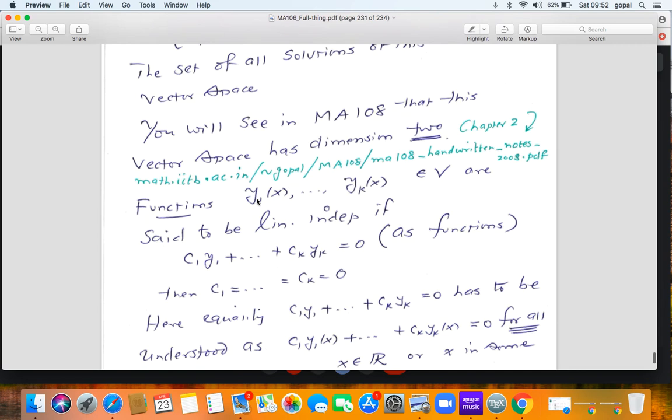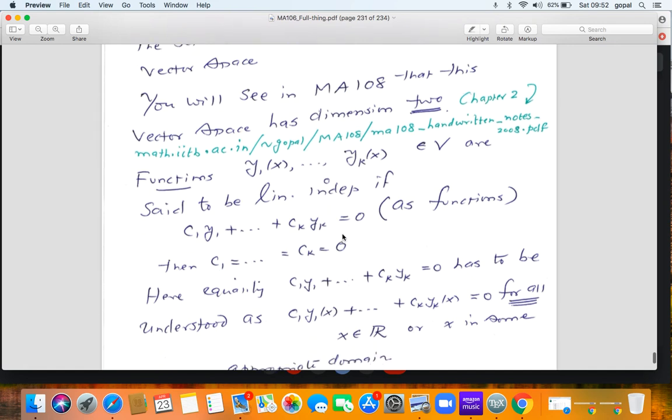So, how do you describe linear independence and linear dependence? If y1, y2, ..., yk are functions, or if V is a general vector space, for instance a vector space of functions, and y1, y2, ..., yk are elements of V, you say that they're linearly independent if whenever a linear combination becomes 0, all the coefficients must be compulsorily 0. Here, equality has to be understood in the sense of functions.